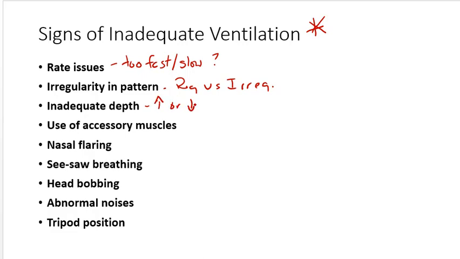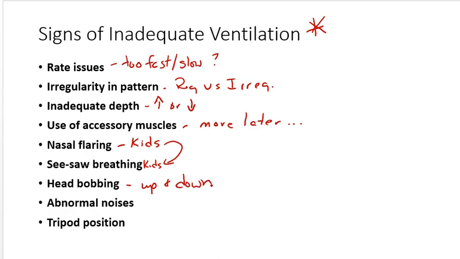You're going to learn about accessory muscle use later in the class. When we're really struggling to breathe, we use additional muscles in our attempts to move more air. Nasal flaring is a common sign of ventilation issues in kids. Seesaw breathing is also seen in children. It describes the alternating rise and fall of the chest and abdomen. If the patient's head is bobbing up and down, they may be having trouble moving air. It's also a sign that they may soon lose consciousness.